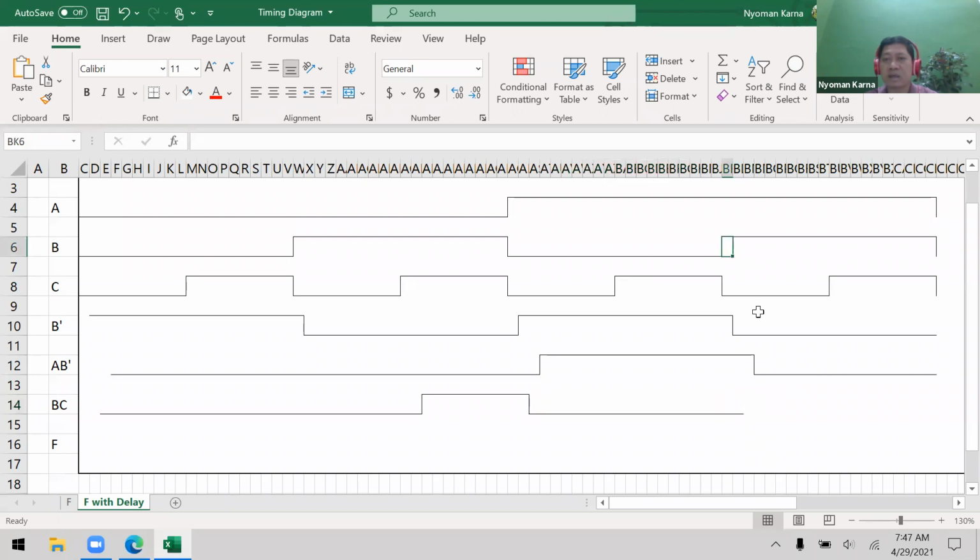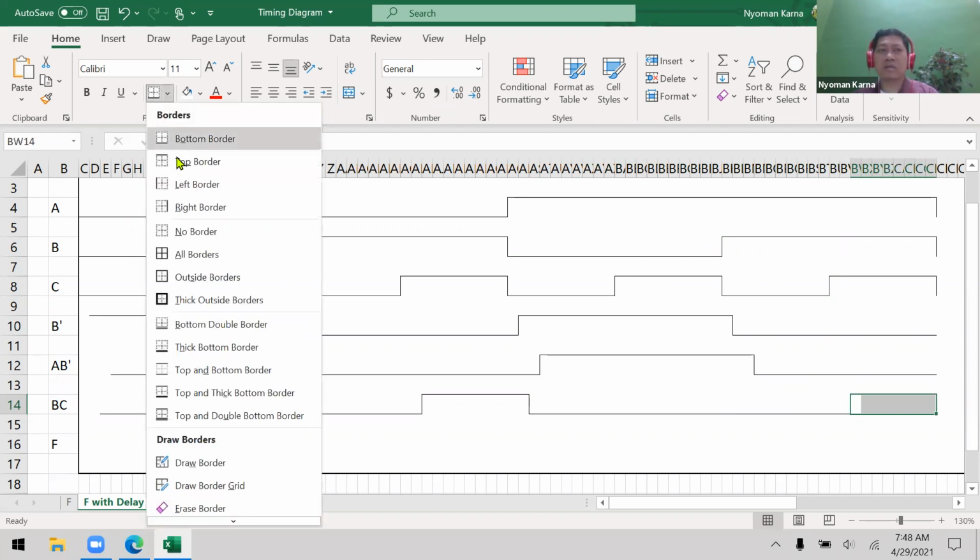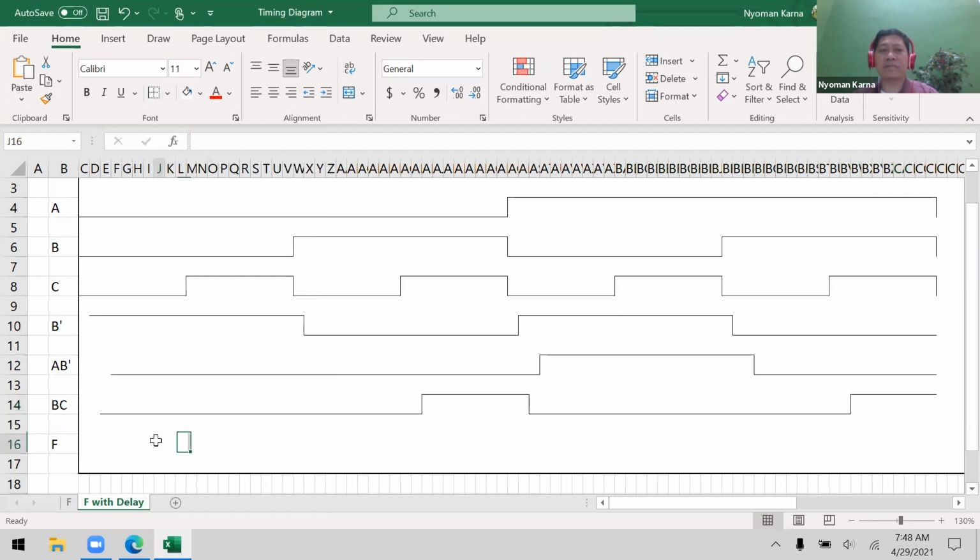And then this is 1 times 0, also 0. And so we're going to have 0 also until this one. And this one will create 1 times 1, which is 1. And the output will be delayed 2 milliseconds. So this is the output for B and C. Okay.